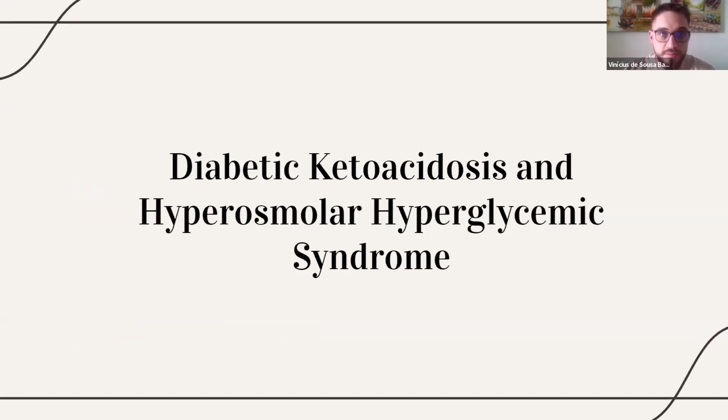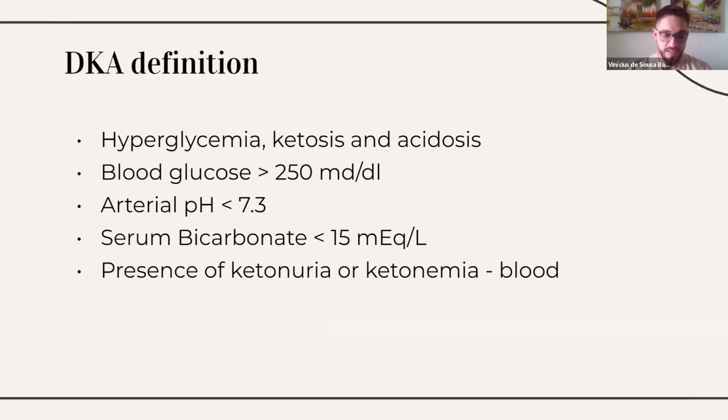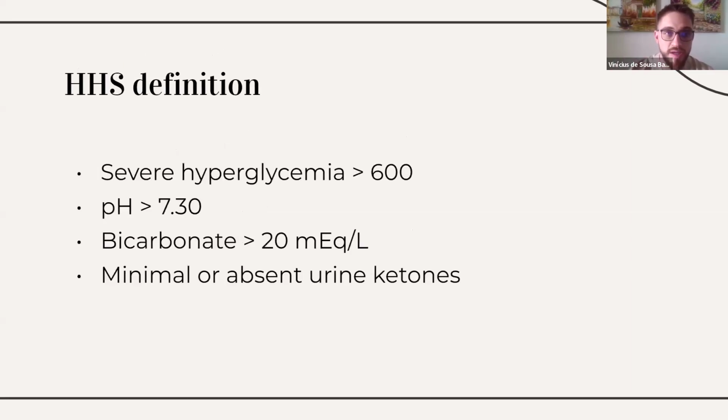So I'll just briefly comment about the DKA and the HHS, and let's begin with the definition. The definition of DKA is based on a triad that is hyperglycemia, based on a blood glucose of more than 250, ketosis and acidosis. The arterial pH should be less than 7.3, the serum bicarbonate less than 15, and there should be the presence of ketonuria or ketonemia, being the ketonemia the presence of ketones in the blood.